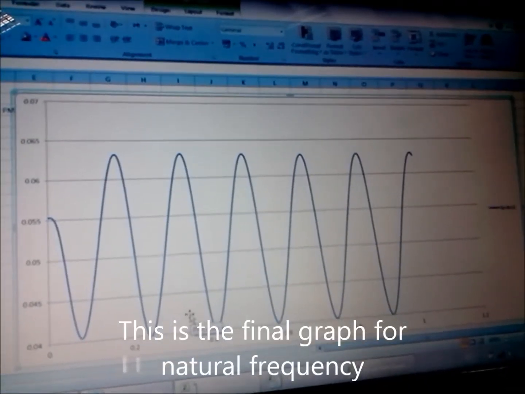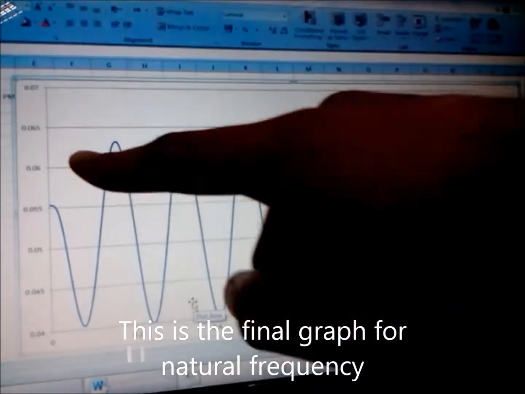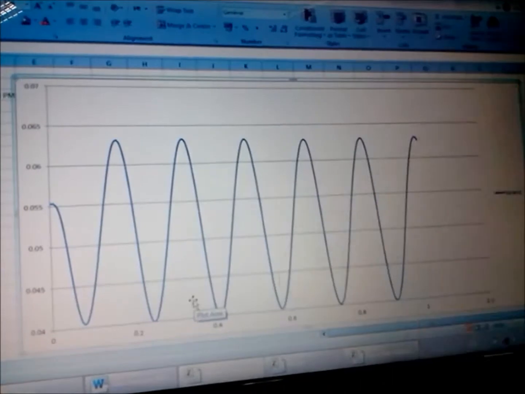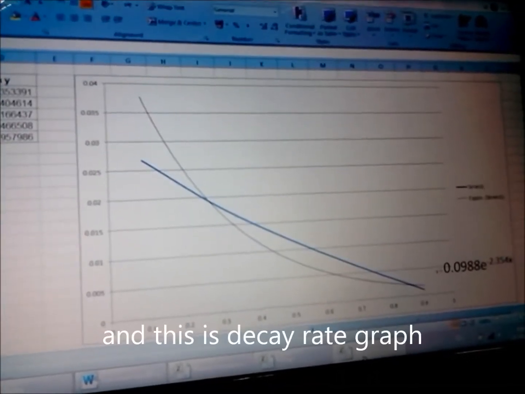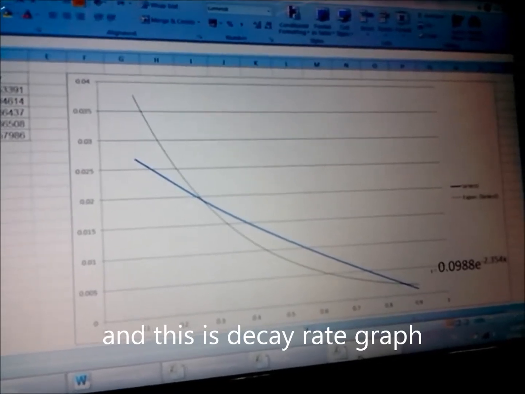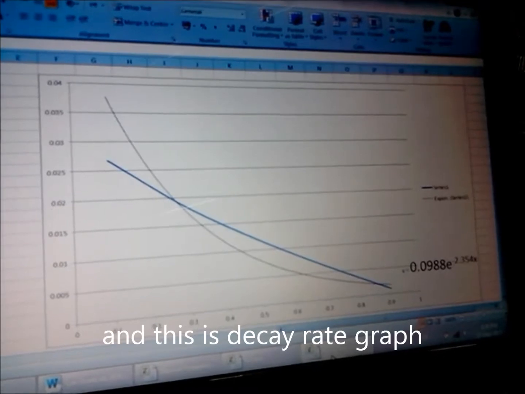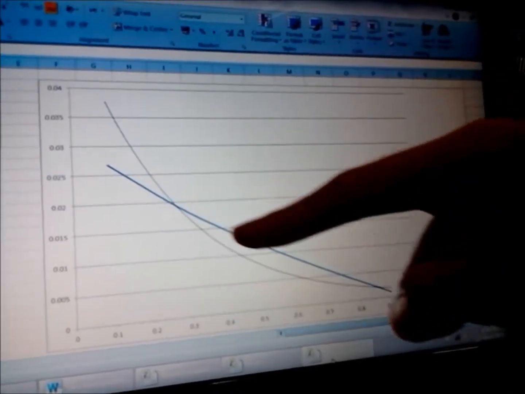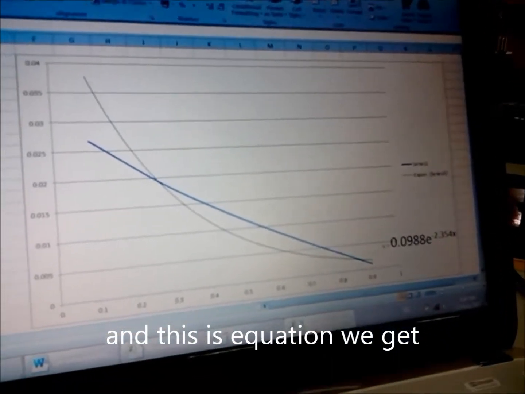This is the final graph for the natural frequency. You can see the amplitude very clearly. And this is the decay rate graph curve. You can see the curve of the graph. And this is the equation we get. That's all from me. Thank you.